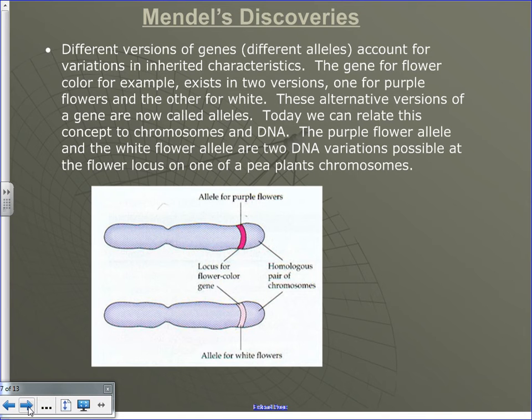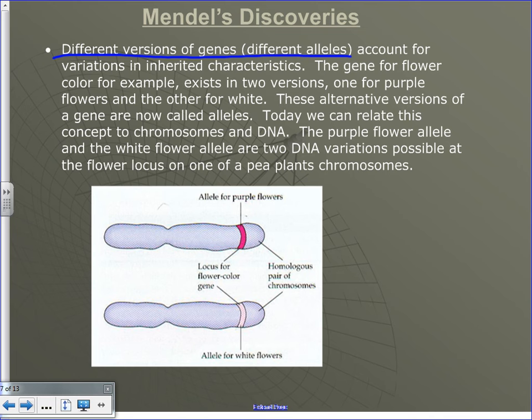So, different versions of genes, the different alleles. That's a term you need to know. Alleles are different versions of genes, and they account for the variations that you inherit from your parents. The gene for flower color exists in two versions, one for purple flowers and one for white. The alternative versions are called alleles. We can relate that now to the structure of DNA. The purple flower allele and the white flower allele are in the same place on the chromosome, but they have a slightly different code of A, T, C, G, all that kind of stuff that you learned about before. There are just different combinations of those.